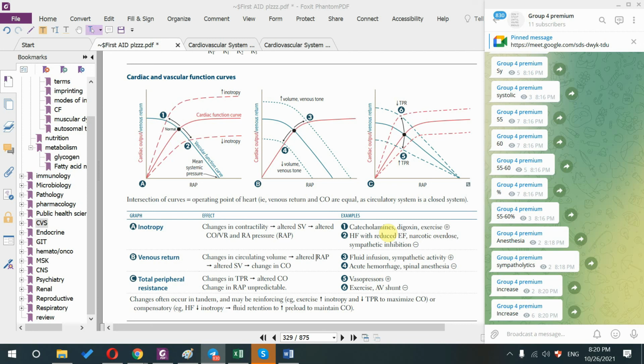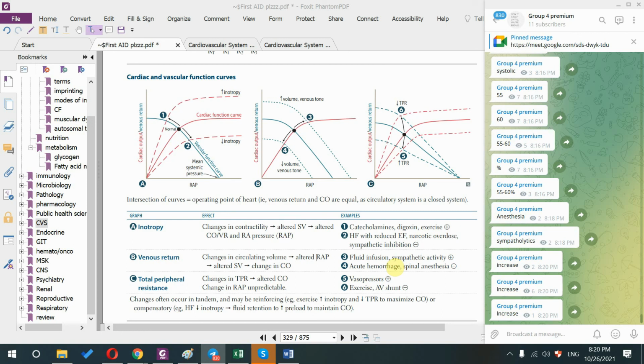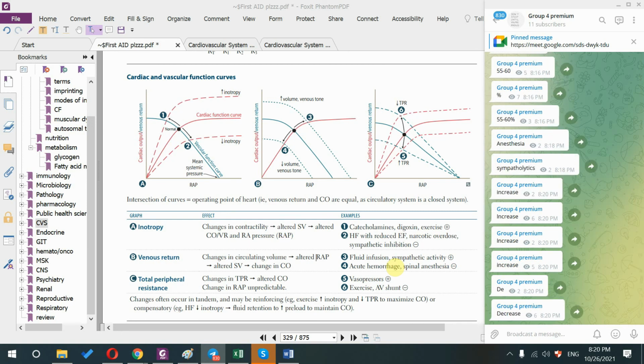And the other one here is acute hemorrhage. If someone is bleeding so much, what will happen to his right atrial pressure? Increase, decrease? He's bleeding so much. Decrease, yes, because where will the blood come from? Of course it will decrease because he's bleeding. Okay, so yeah, hypovolemia, good.